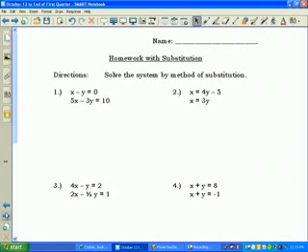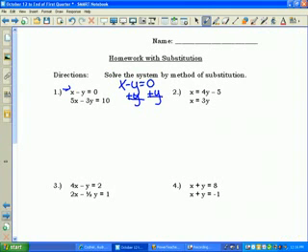So for number 1, we have x minus y equals 0, 5x minus 3y equals 10. The first thing that we have to do is solve one of these equations for either x or y. In this situation, I would go for the first equation for x. The reason why is there's nothing in front of that x other than a 1 that's assumed to be there. So it will be easy for me to solve. All I have to do is one step. In this case, I'll just have to add y on both sides.